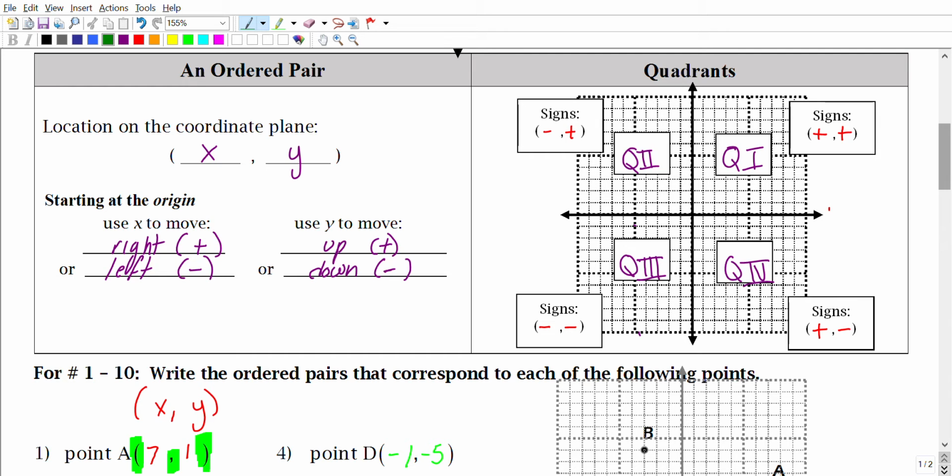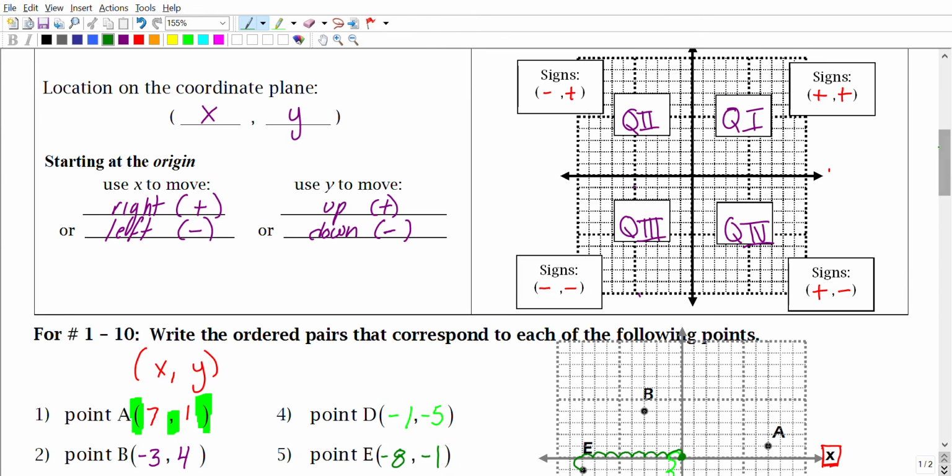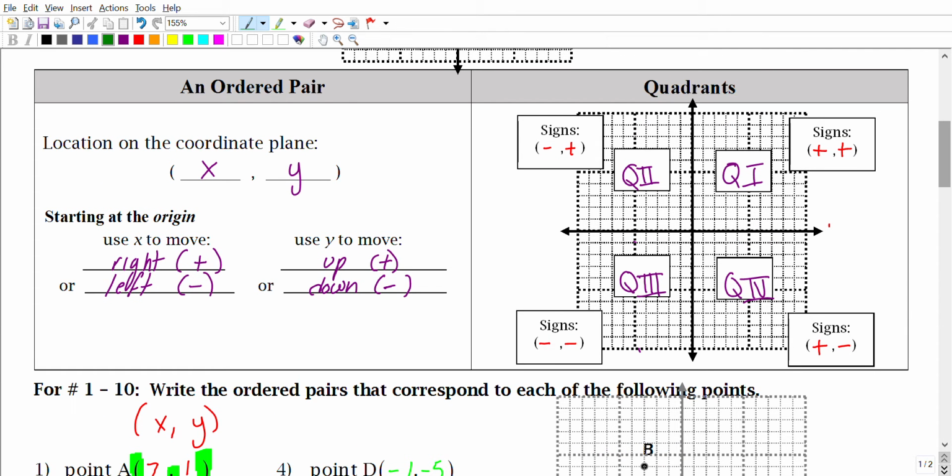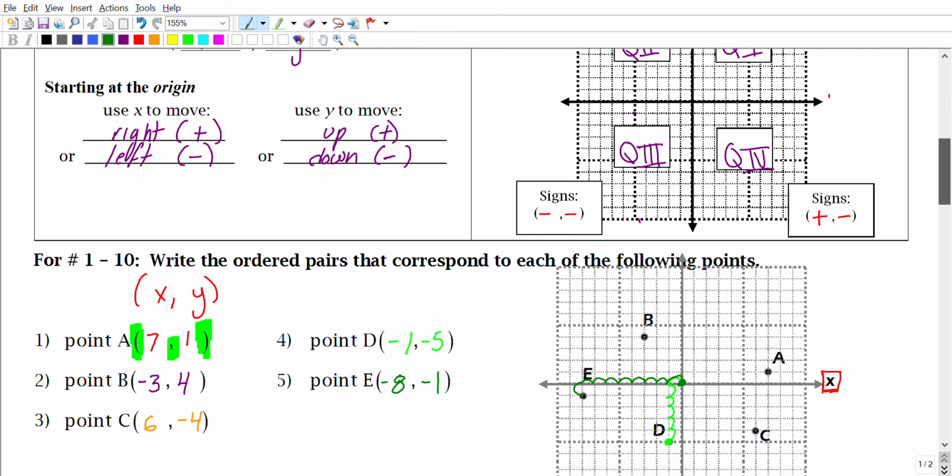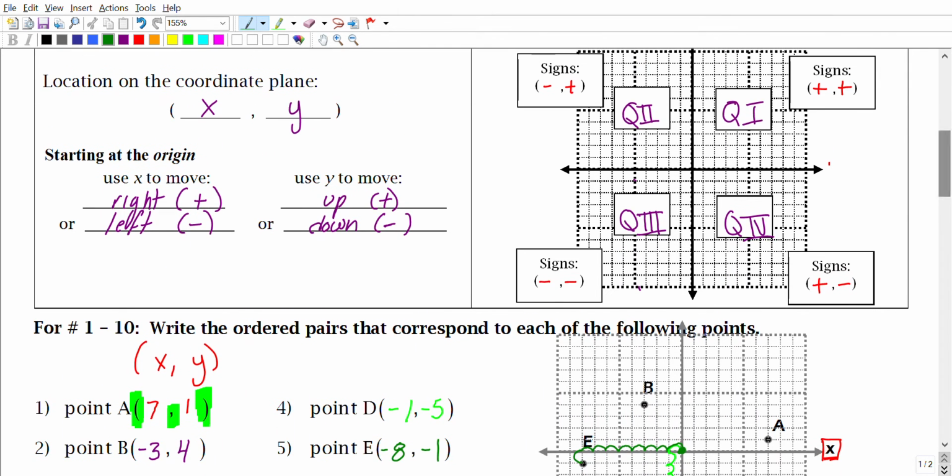Now, if you are a little bit confused as to why one of them has to be a positive, one a negative, you can always use this quadrant chart here that we have on the right hand side. So if something falls in the first quadrant, like let's say A fell in the first quadrant, that's why I have two positive x and y values, okay? So notice it's a positive 7 and a positive 1. So that's why I have two positive values, because I'm in the first quadrant. All right.